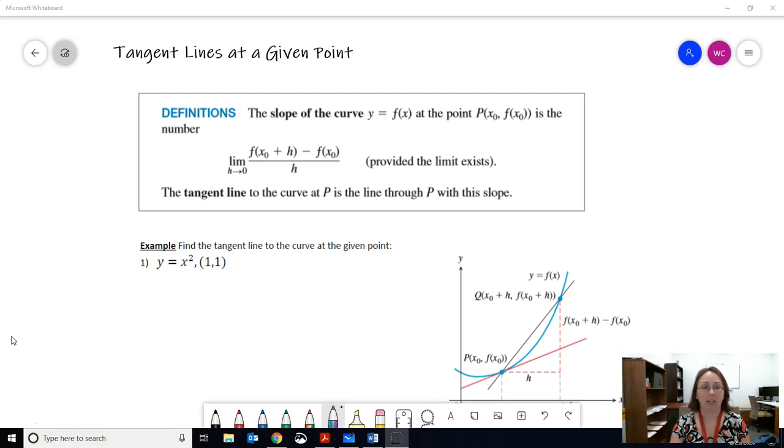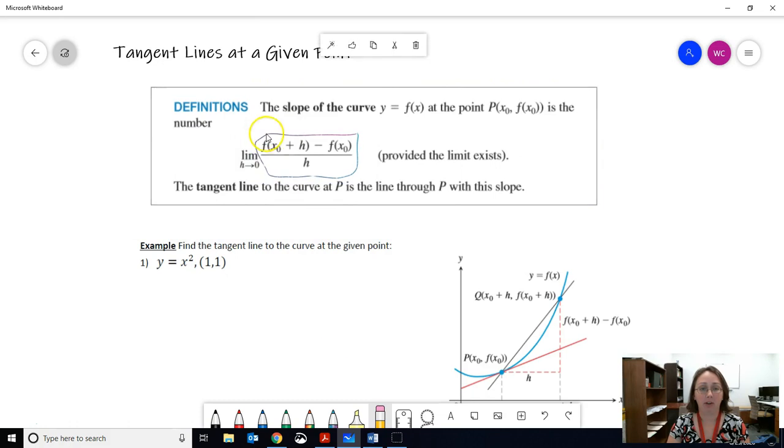So here's what we're going to do. Look at the definition. The slope of the curve y equals f of x at a particular point P is the number in this limit. If you look at the f of x0 plus h minus f of x0 over h part right here, this should be recognizable. This is the slope of the secant line between 2 points, x0 and x0 plus h. By taking the limit, we're letting those 2 points get closer and closer, so our secant line is approaching the tangent line. That's what we're going to calculate today, using the limit rules that we've learned to figure all of this out.